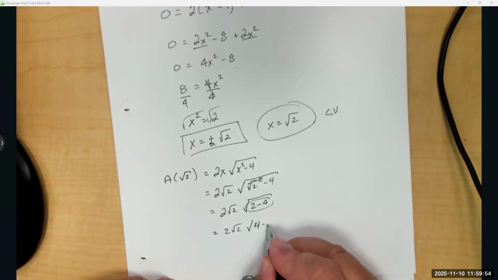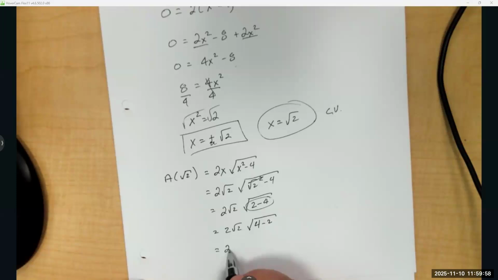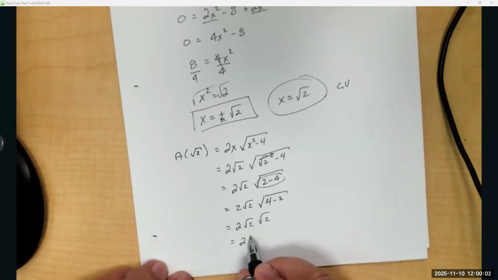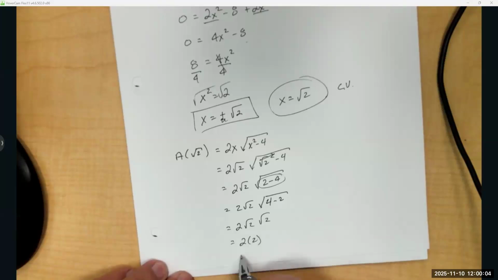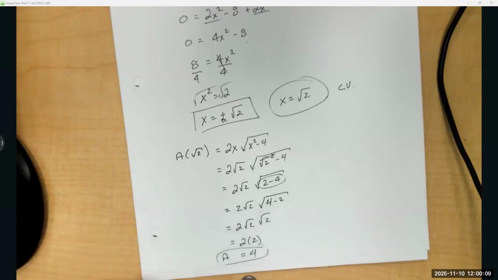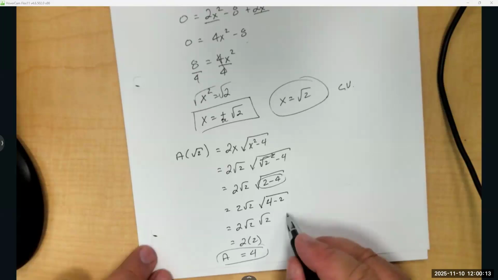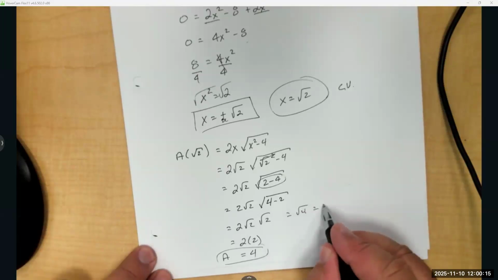So 4 minus 2. 2 radical 2 times radical 2. 2 times 2 equals 4. Radical 4 equals 2.